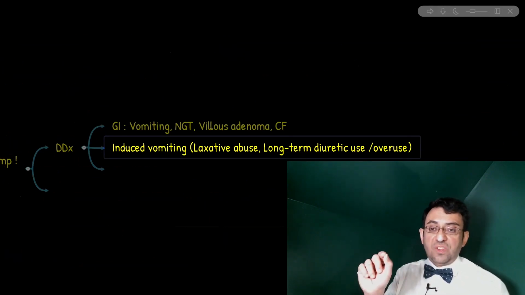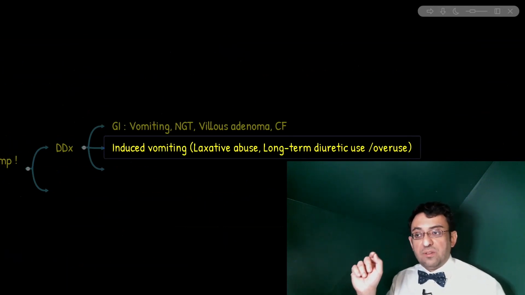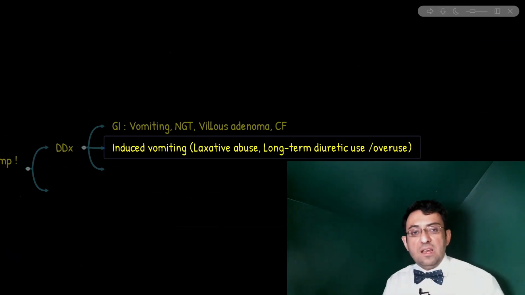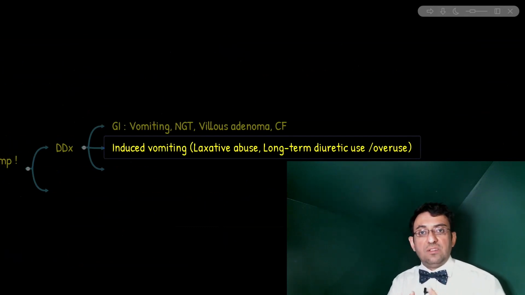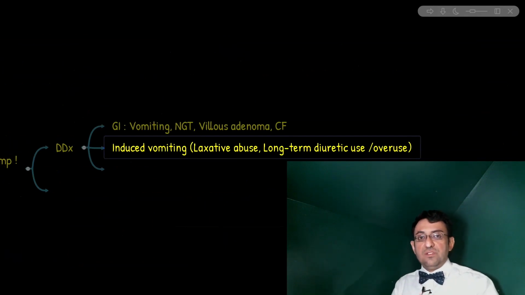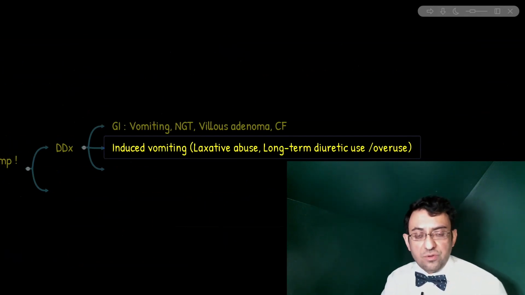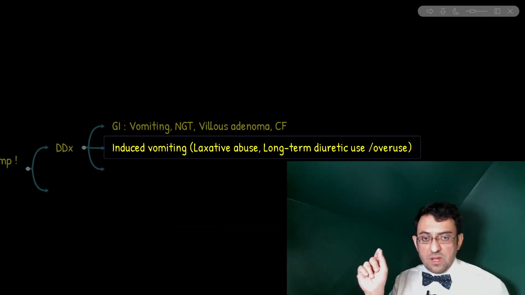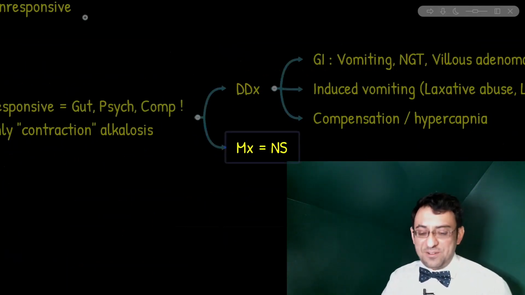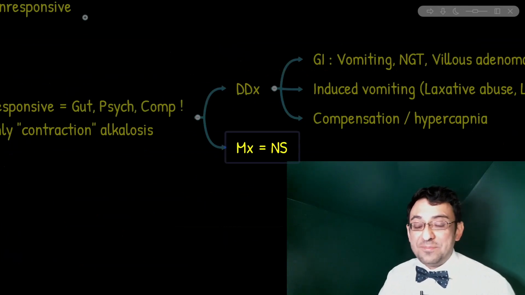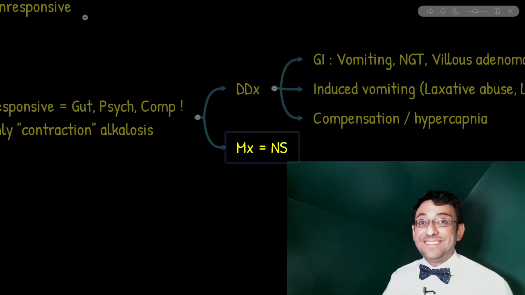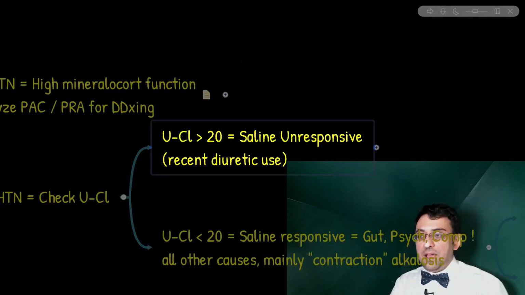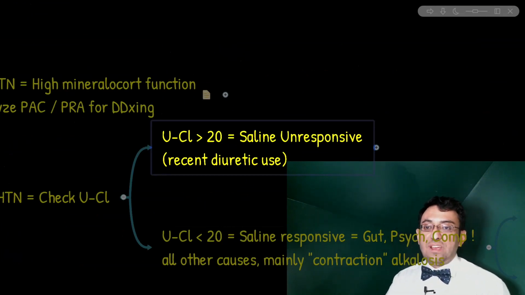Now, in this specific case, we are dealing with long-term use of diuretics, in which the total body's chloride resources are depleted and therefore urine chloride level is low. In recent diuretic use, we will have high urine chloride. We will review this in a minute. What is the management recommendation for saline-responsive metabolic alkalosis? Normal saline. Surprise, surprise.